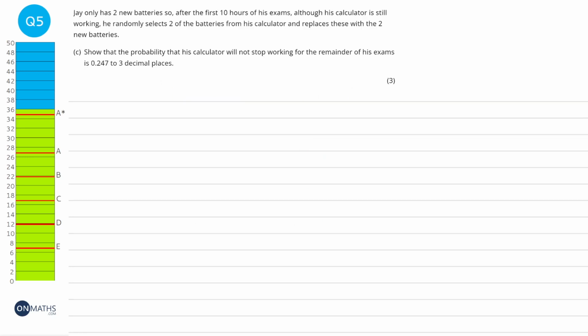So we're going to start by looking at the new batteries. So we need to find out the probability that they're going to last for more than 4 hours. And we're just going to use the same method as part A to find that that's 0.945.